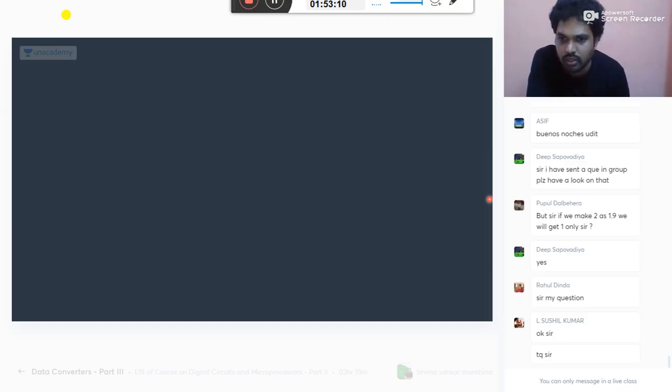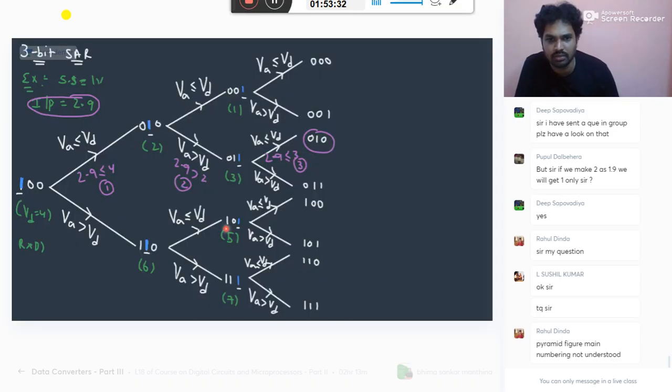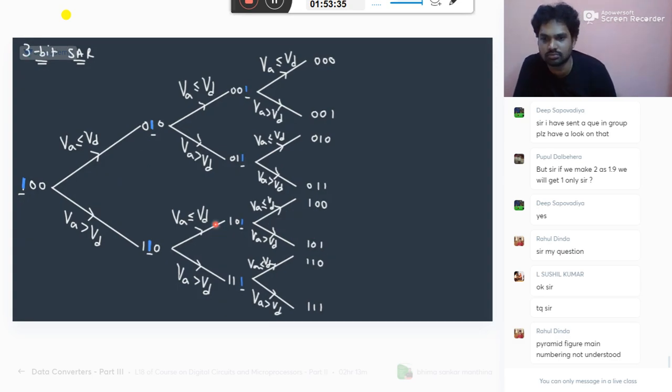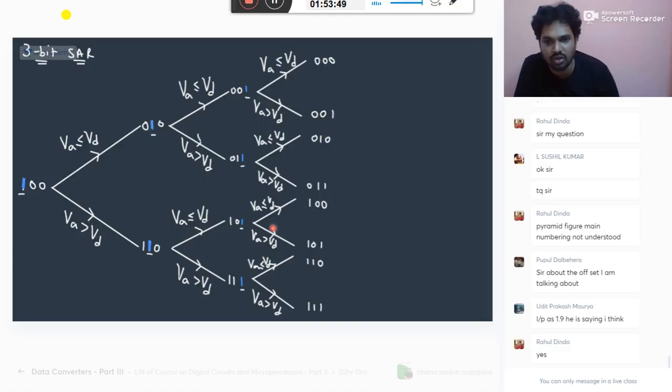But sir, if we make 2 as 1.9, I didn't get you. Please ask clearly what you make. One minute, Rahul, tell me. Which numbering? Zeros and ones. I'll come to that. Rahul, I asked it there n number of times. I already told you, you should ask in a single step, then I can explain better. If you are stuck somewhere, which particular step are you having the doubt?